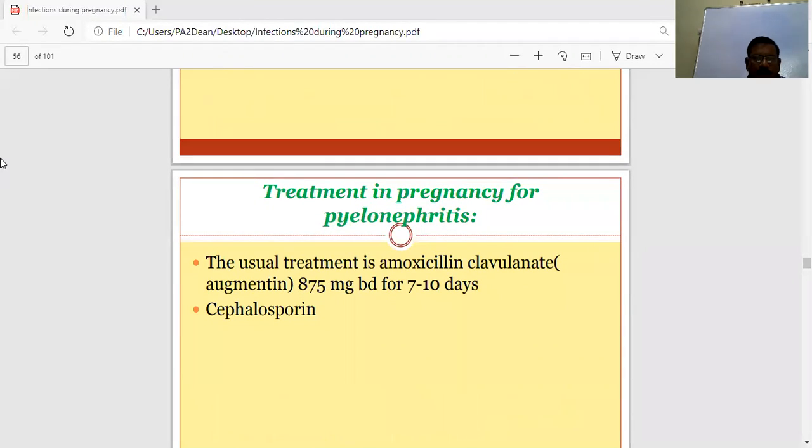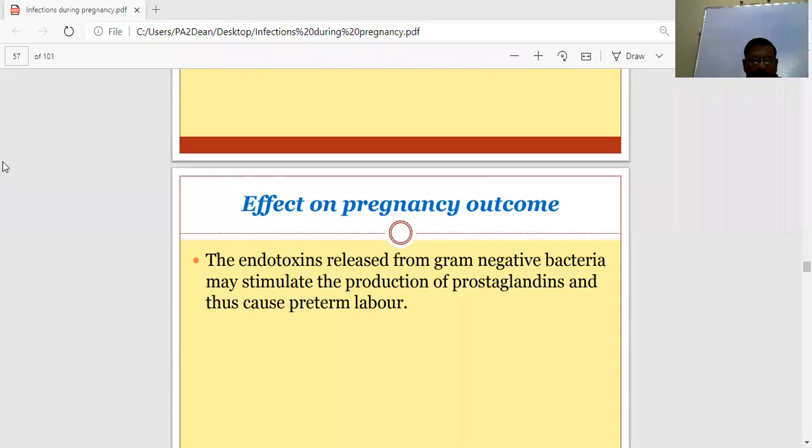Treatment in pregnancy for pyelonephritis. The usual treatment is amoxicillin clavulanate, or Augmentin, 875 milligrams twice daily for 7 to 10 days, and cephalosporins are the drugs of choice in the treatment of pyelonephritis along with pregnancy. Effect on pregnancy outcome: the endotoxins released from gram-negative bacteria may stimulate the production of prostaglandins and cause preterm labor.